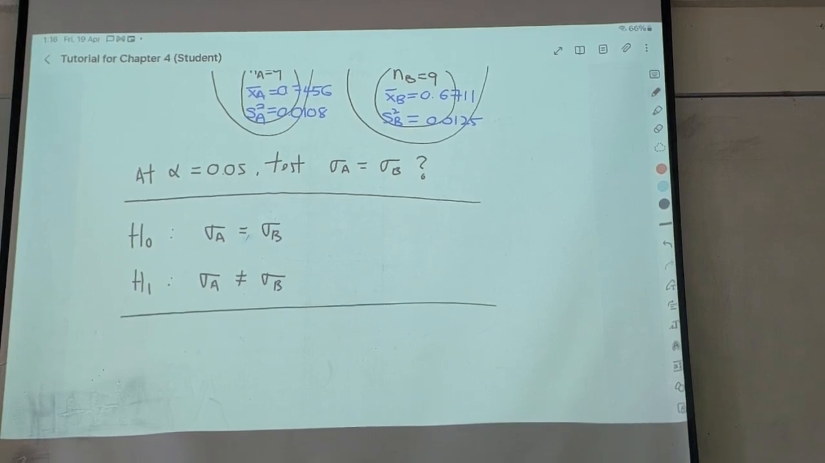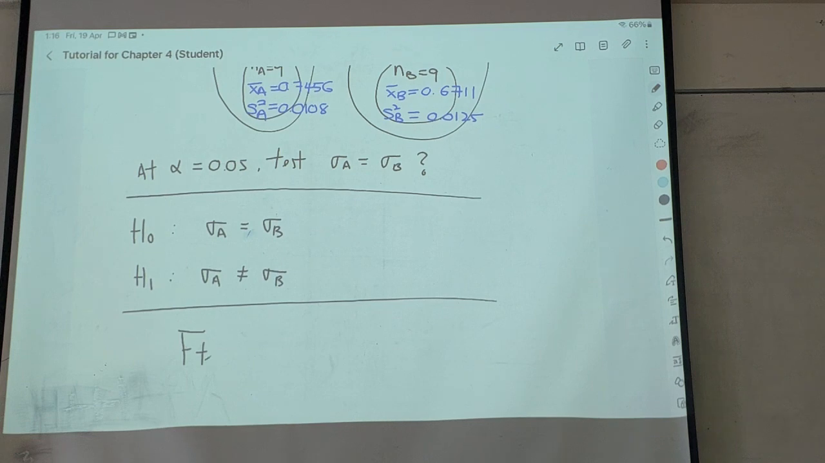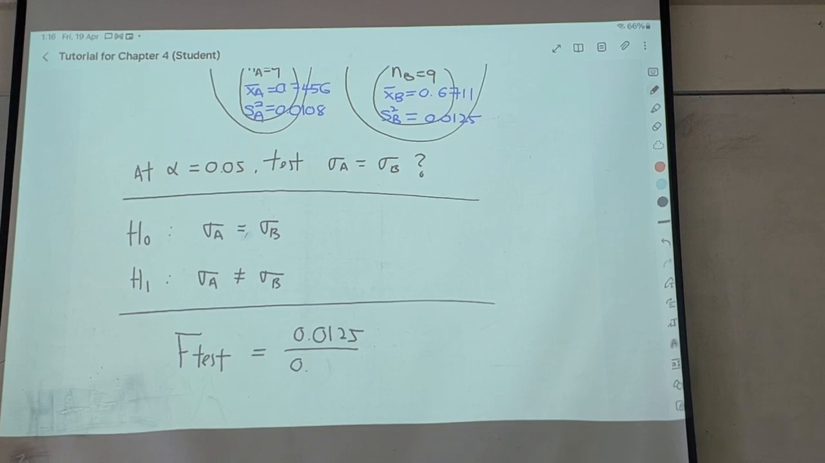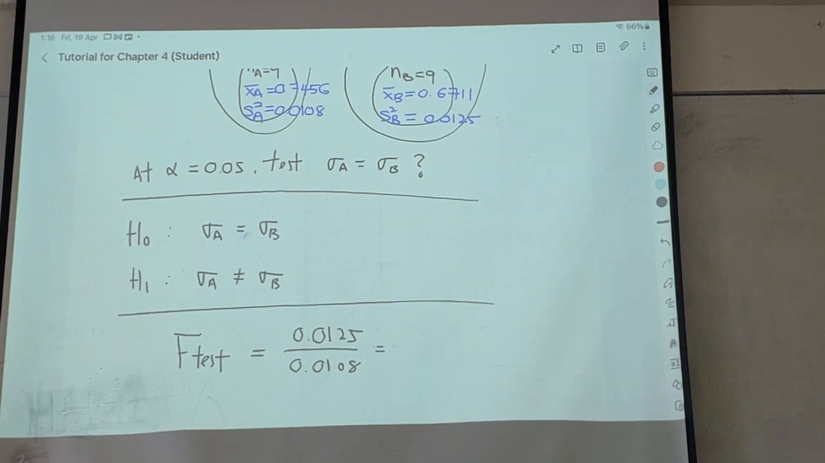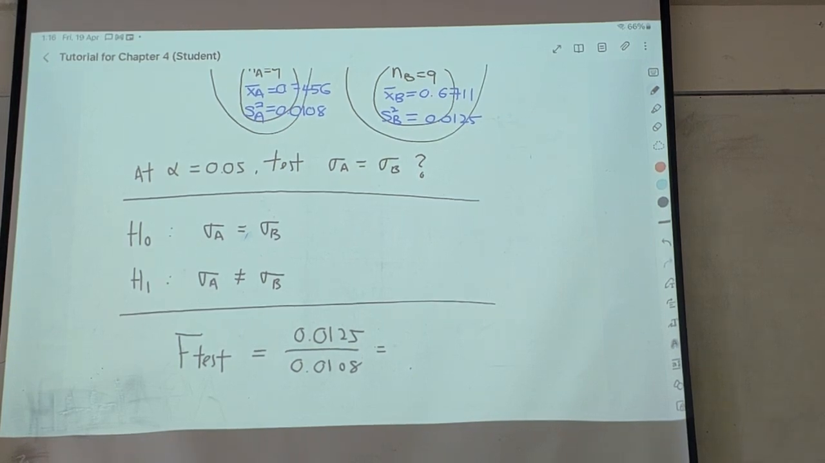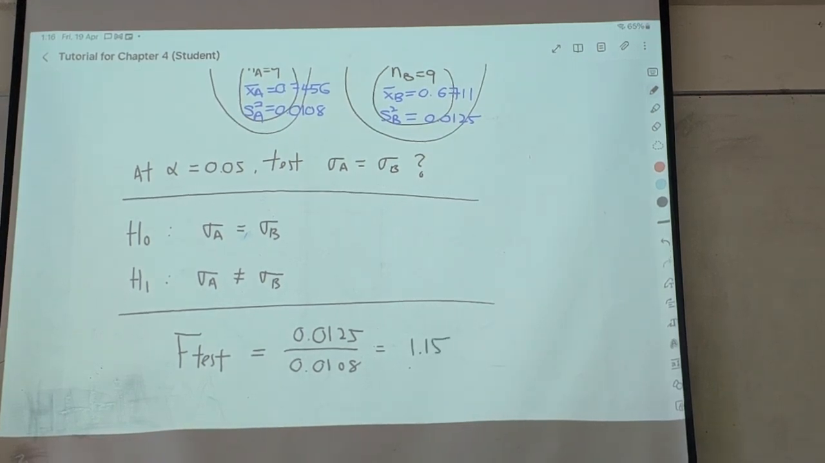What is the test that we will use here? F test. Which is divided by which one? You have to use 0.0125 divided by 0.0108. So what do you get? 1.157, so 1.15. Okay, you get the F-test ready.